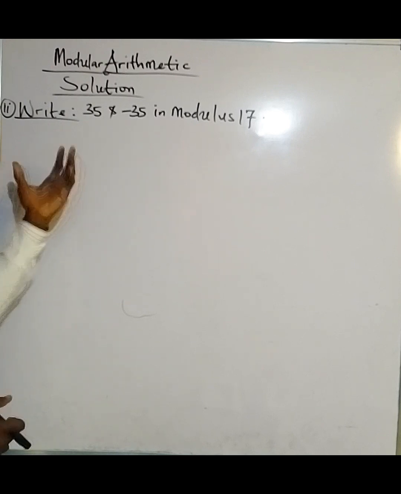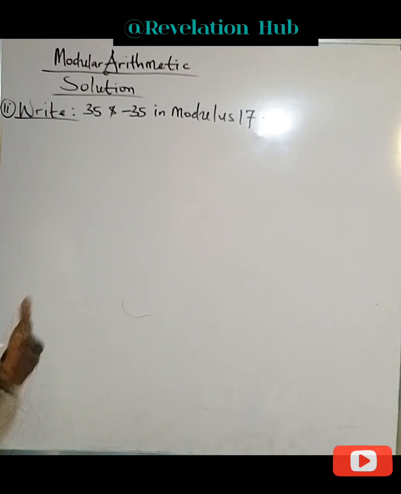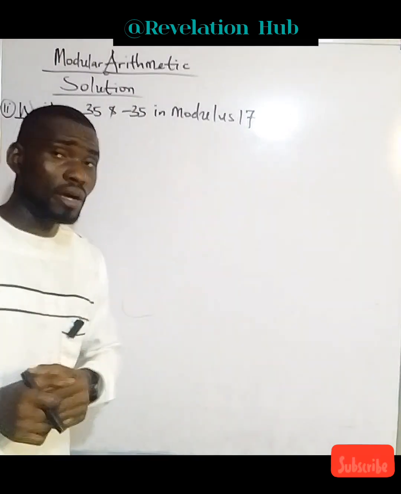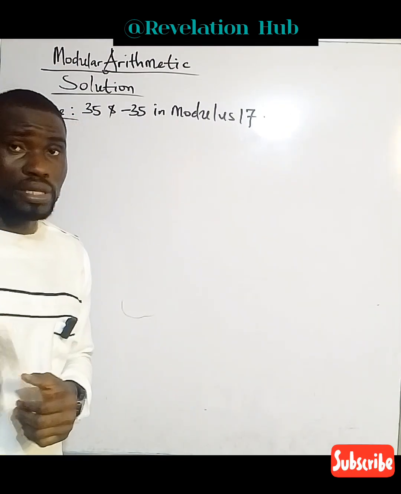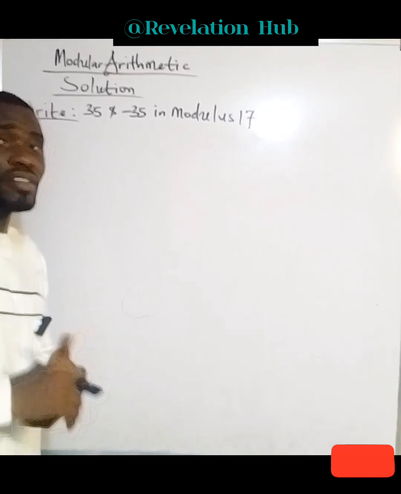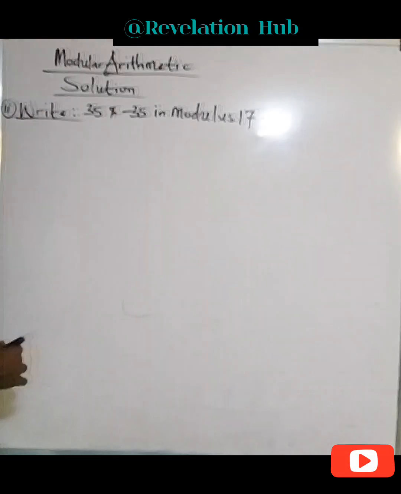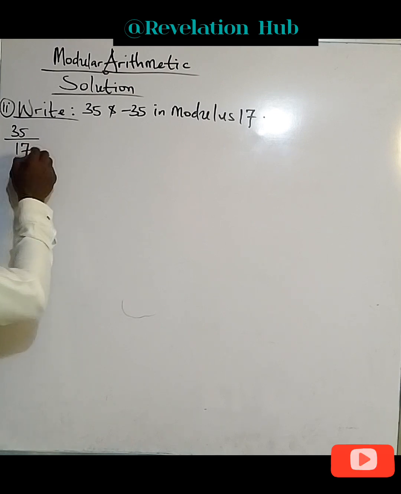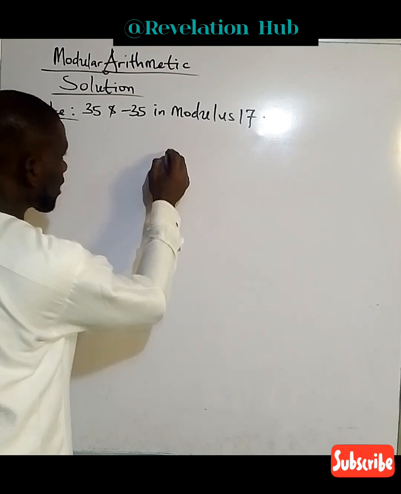Now, how do we write 35 and minus 35 in modulus 17? Don't forget that the modulus is the peak number for every number we're dealing with. Once a number gets to modulus 17, that number repeats the same circle. So the first thing we're going to do is divide 35 by 17. We're going to create our 17 times table.